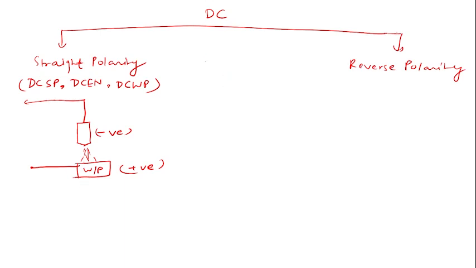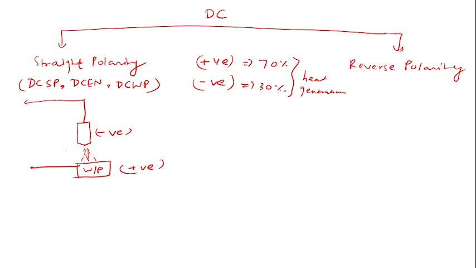So always one more thing you should remember, either for reverse or for the straight: if your workpiece or electrode, whichever is at positive, 70% of the heat will be generated on that, and whichever is at negative, 30% of the heat will be generated on that. That is heat generation. So in the straight polarity, your workpiece will be positive and your electrode will be negative, so 70% of the heat will be generated on your workpiece.